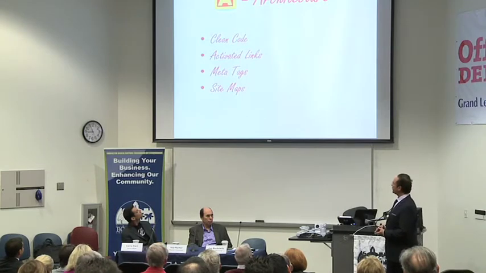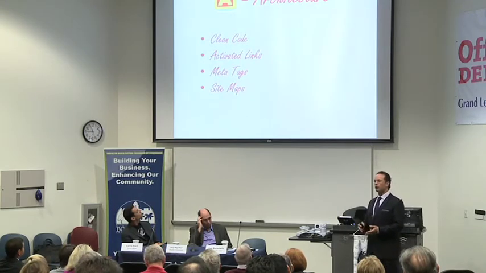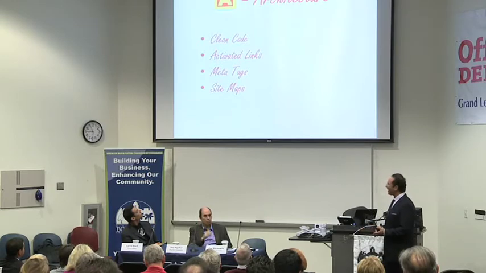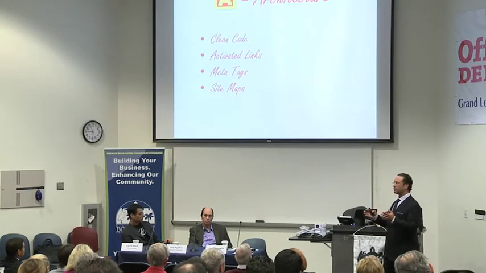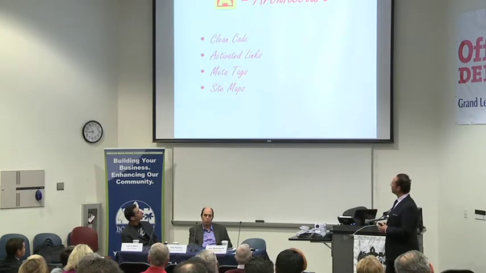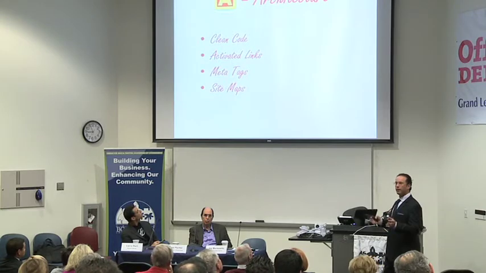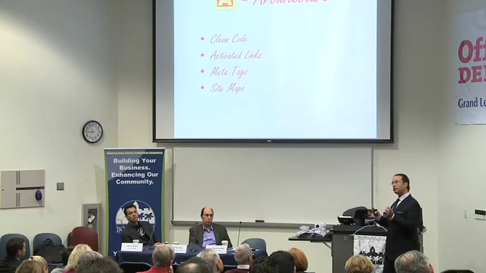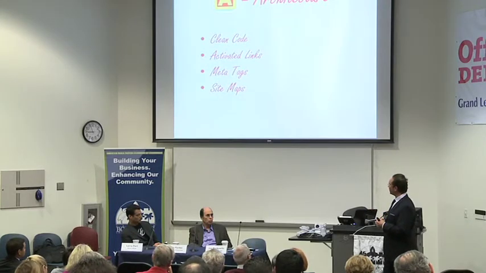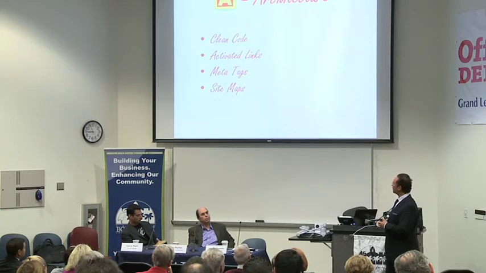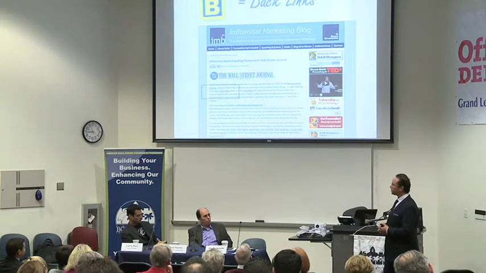So the simple things about the architecture: we want nice, clean code, no Flash websites, we want activated links, and those links include the keyword phrases you want to target. We want nice, simple meta tags. Each page should have a different title, and each page should focus on 2 or 3 keyword phrases, and those are the word phrases you want to target, and nice simple sitemaps.